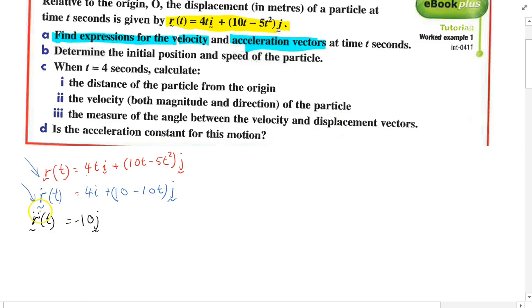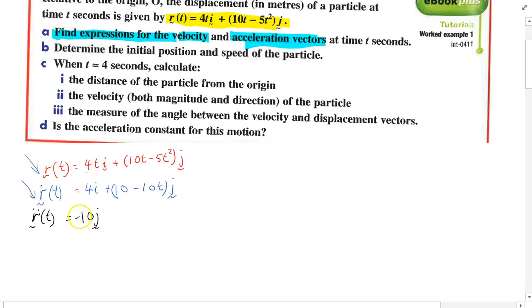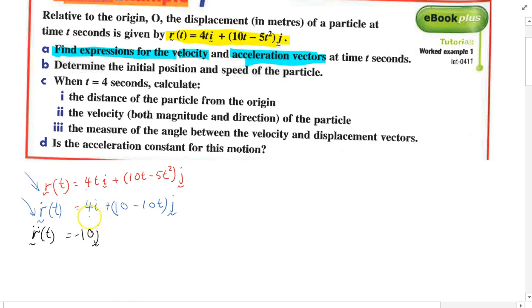Okay, that makes sense, and you're probably going to see that a lot. That's pretty close to 9.8, which is our gravity constant, so this could be a particle falling through the sky of some sort, perhaps. Okay, so that's the first step, finding expressions for the velocity and acceleration. Next: determine the initial position and speed of the particle. That's going to be pretty straightforward, I think.